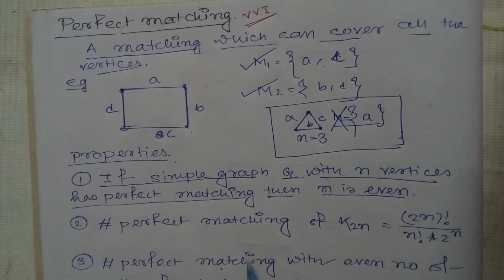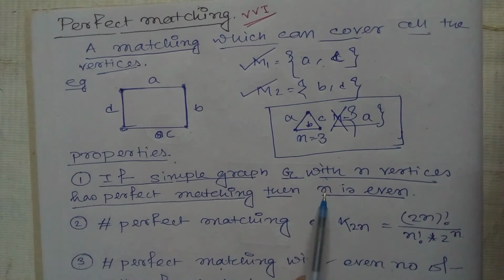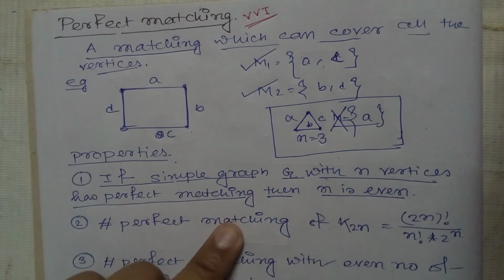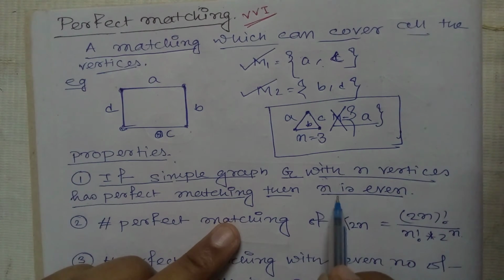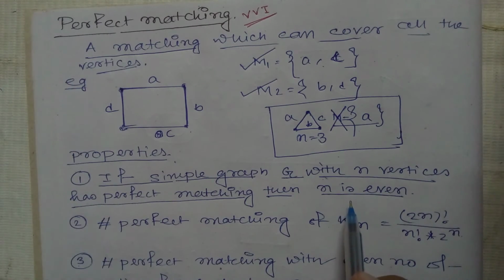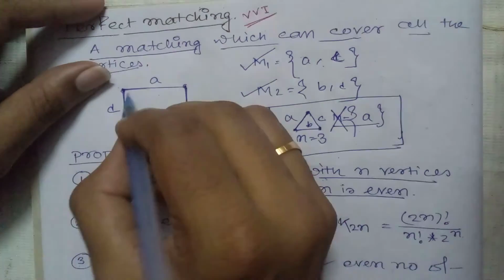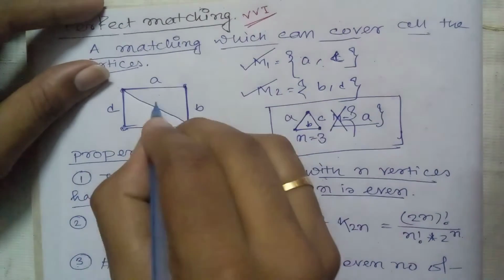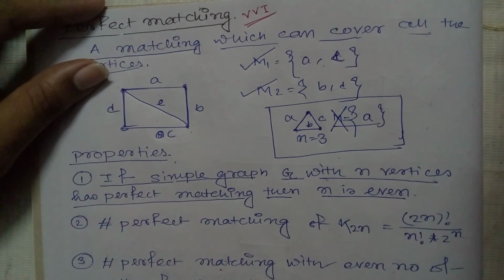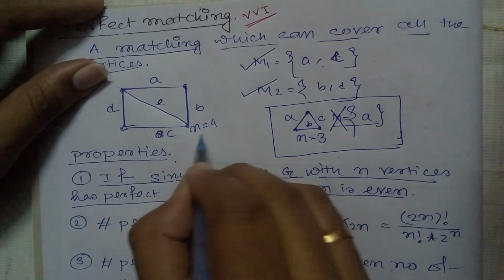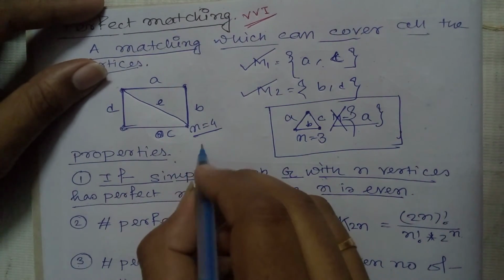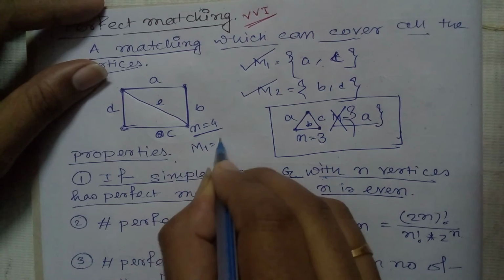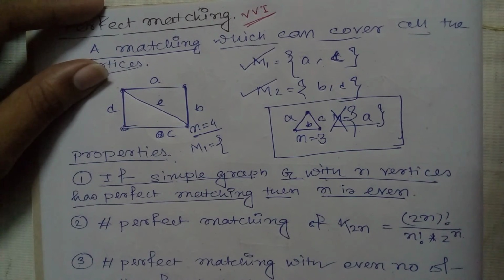So this is the one-directional statement. The reverse is not true. It doesn't mean that if n is even, it definitely contains a perfect matching. We can prove this. Let's say this is the graph and I am just adding this edge. This is E. The number of vertices for this graph is 4, but now let us consider whether we can take any perfect matching for this or not.